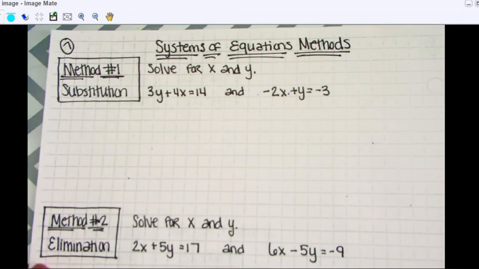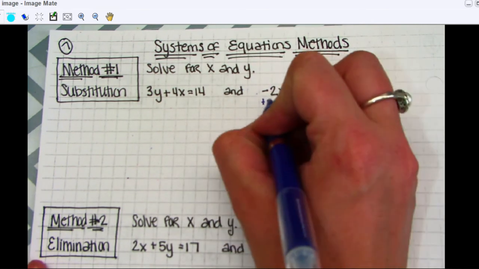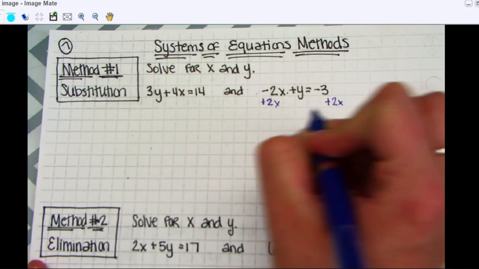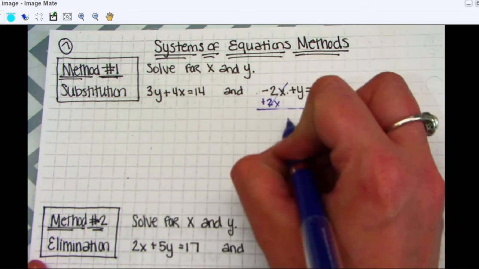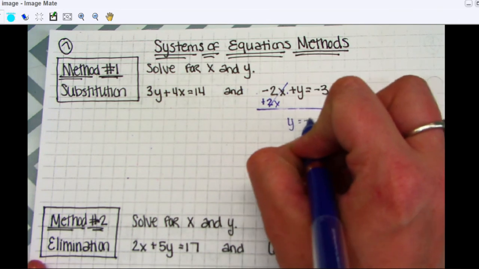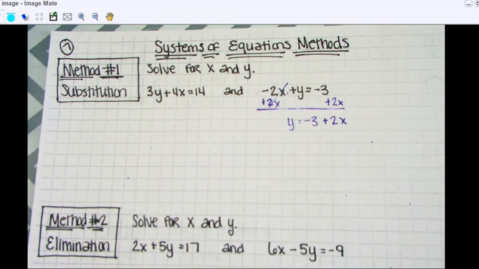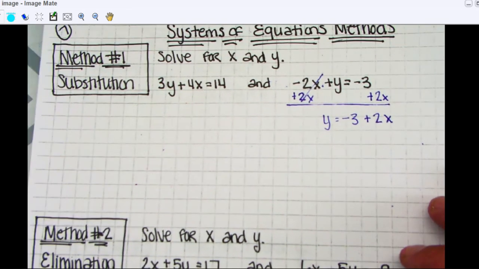So the first thing I'm going to do is add the 2x. So when I add 2x to both sides, this moves. Y is alone. And you don't have to put it into slope-intercept form if you don't want to. If you're used to putting it in y equals mx plus b, you can do it that way, but it's not a requirement to solve the problem.